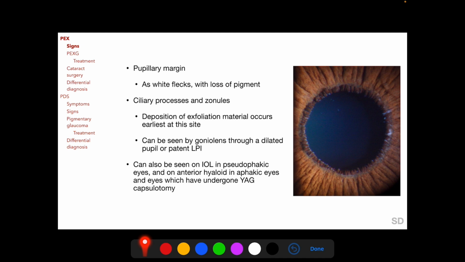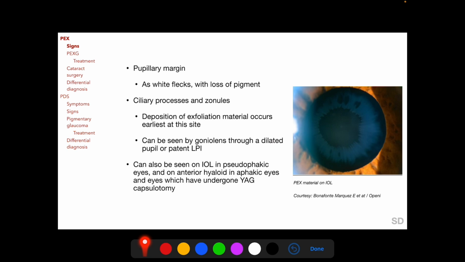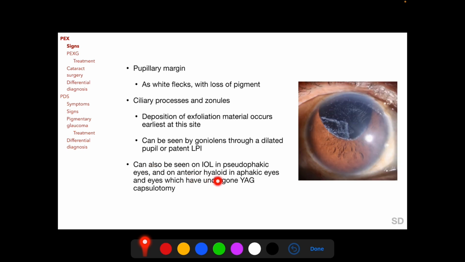Deposition of this material can also be found on the ciliary processes and zonules, and it is said that deposition at this site occurs earliest and can be seen by a gonio lens through a dilated pupil or a patent LPI. This material can also be seen on the IOL in pseudophakic eyes as seen here in this photograph, and on the anterior hyaloid in aphakic eyes as seen here in this photograph, and also on the anterior hyaloid in eyes which have undergone YAG capsulotomy.